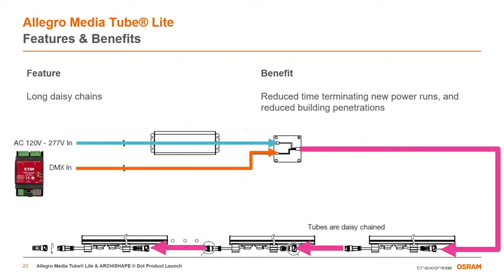With the expansion of the power supply options, the family, of course, again, benefits from longer daisy chains, and this reduces time spent on new terminations and new home runs. Now, the product comes together, again, very easily with a single cable that combines power and data, and that is then presented directly to the tubes. So there's very few components required for a typical system of Allegro MediaTube Lite.